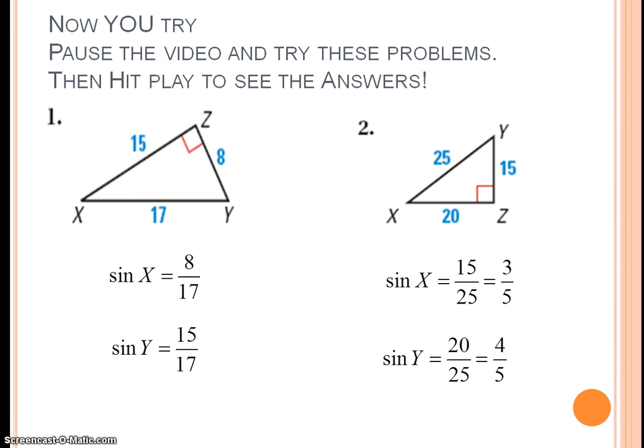So here are your correct answers for sine of x and y for both of the triangles. Please make sure you are simplifying your ratios. As you see over here, this simplifies to 3/5 and 4/5. If you're not sure where these numbers are coming from, please make sure tomorrow you are asking that in class.